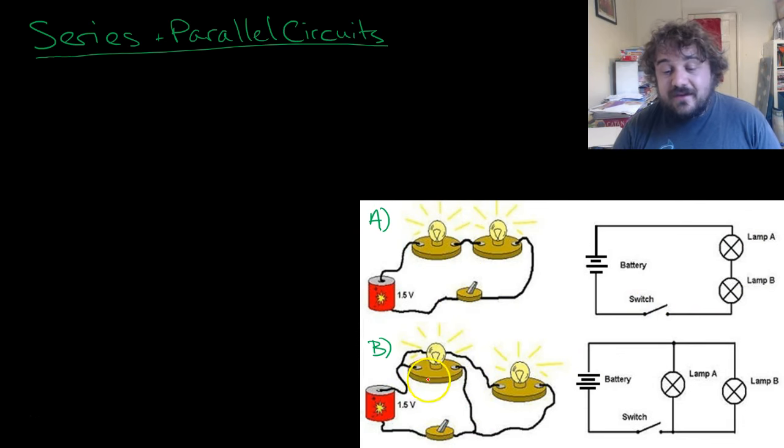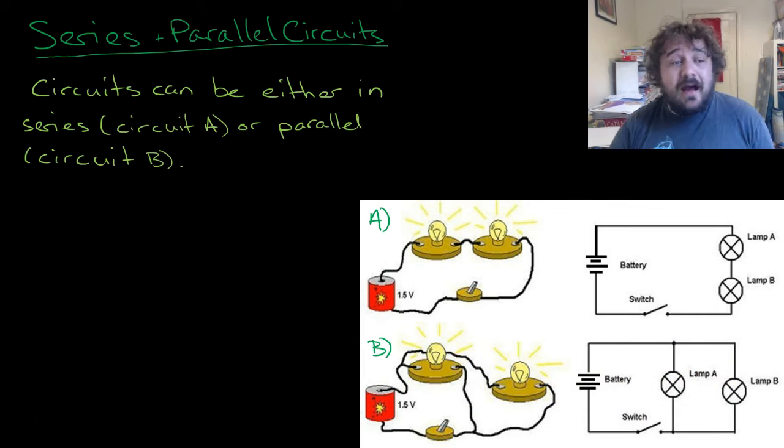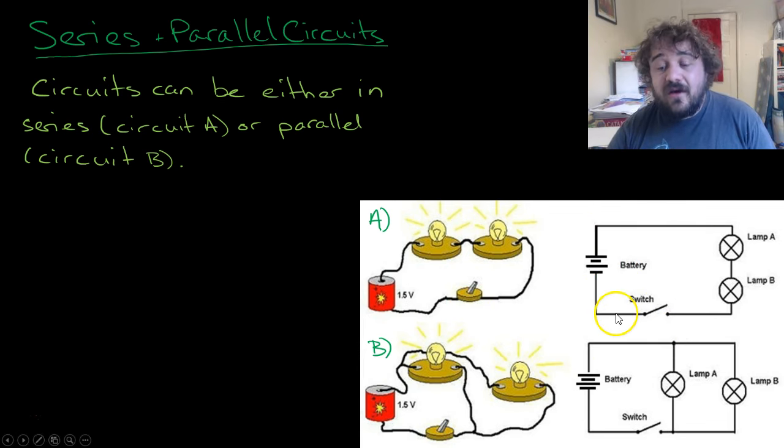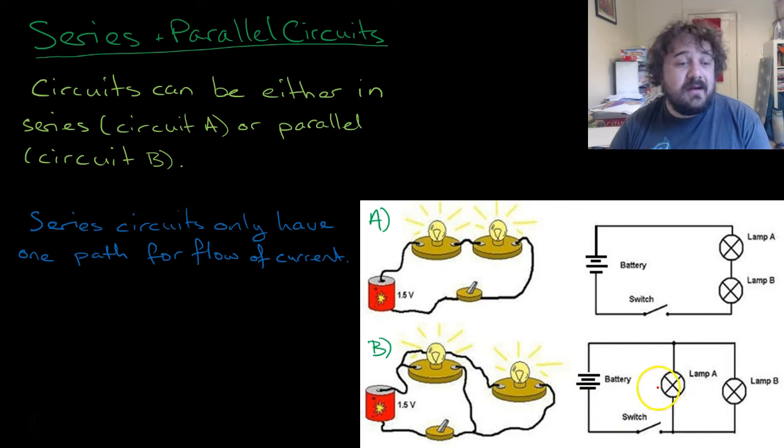It would be much easier to work out how to set this one up in particular from this diagram than it will just there. Alright, so series and parallel. Basically, circuits can be either series, which is circuit A, or parallel. A really easy way to remember is you've got it all connected together in one long series. Or here, you've got one circuit and another circuit running parallel next to it.